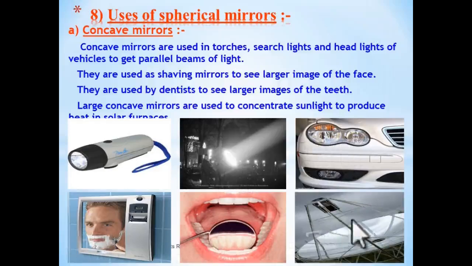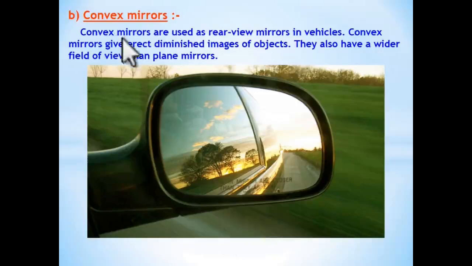Convex mirrors are used as rear view mirrors in vehicles. Convex mirrors give an erect, diminished image of objects. They also have a wider field of view than plane mirrors. I hope you understood about the uses.